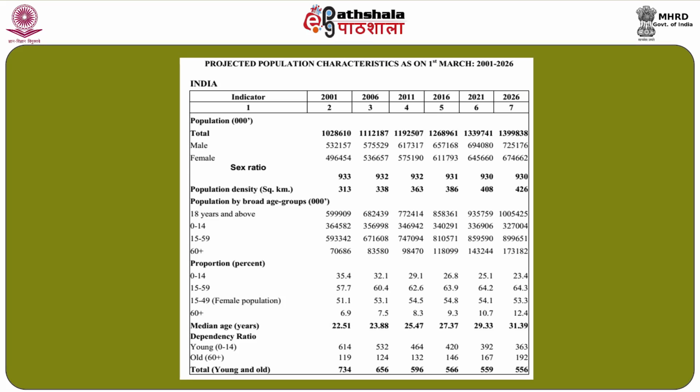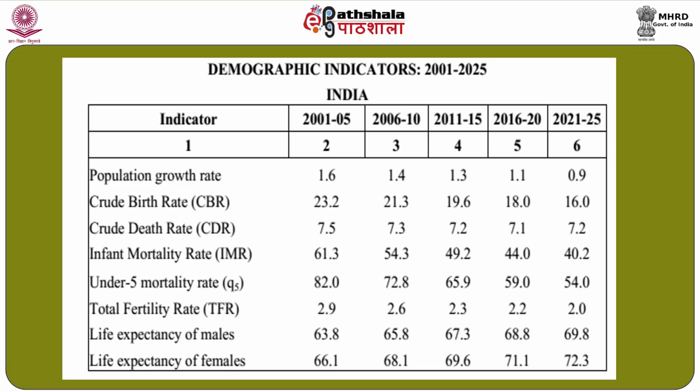The projected population of India and its characteristics are given in Table 8. Table 9 gives various demographic indicators of projected population of India. Projected population figures of all major states for quinquennial periods 2001 to 25 were given in the technical report. Table 9 gives the basic demographic indicators of India from 2001 to 2025. The basic indicators are population growth rate, which is ranging from 1.6 at 2001 to 5, and it is supposed to be reaching 0.9 by 2021 to 25.